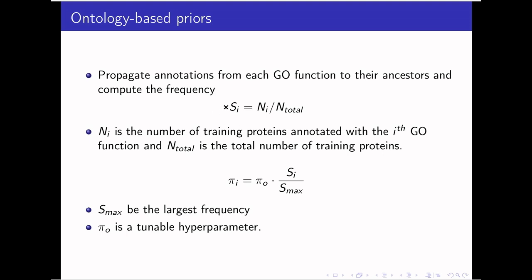So for example, we have the term Si, which is the quotient between Ni, the number of training proteins for the ith GO function, and N total, the number of total training proteins. So we have the initial frequency, and then the prior for a GO function is just its frequency divided by the maximum frequency. And we incorporated this pi o, which is a tunable hyperparameter, because some works tune this class prior. So we decided to add this factor as a tunable hyperparameter just to see if it has some effect, and it had some effect.